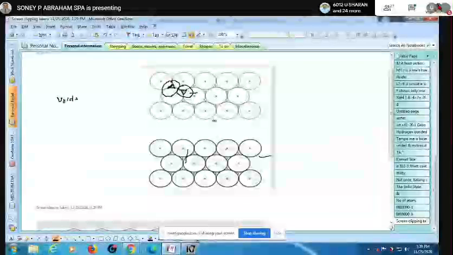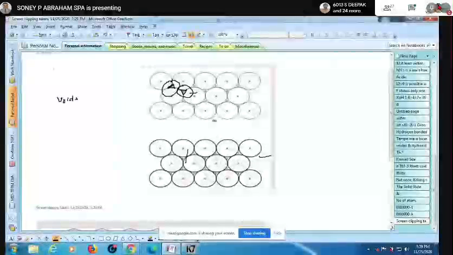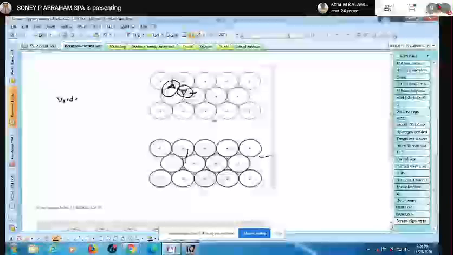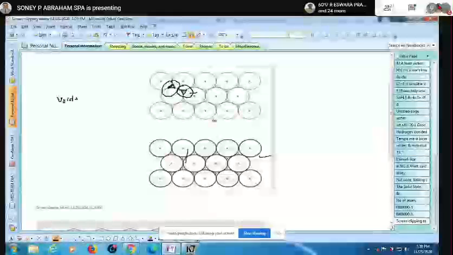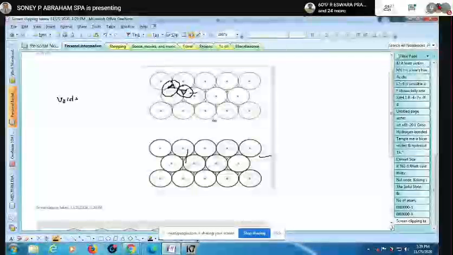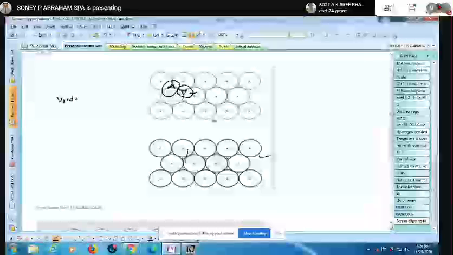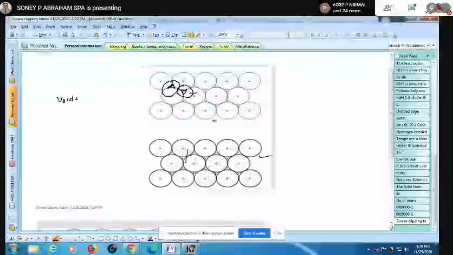Now, if you join the centers of these four spheres that form this void, you will get a tetrahedral shape. That is why we call it a tetrahedral void. So this point will be forming a tetrahedral void. Now, if you look at the other one here, if you take this upper layer, is it completely covering the void C? Is the second layer completely covering the void C?